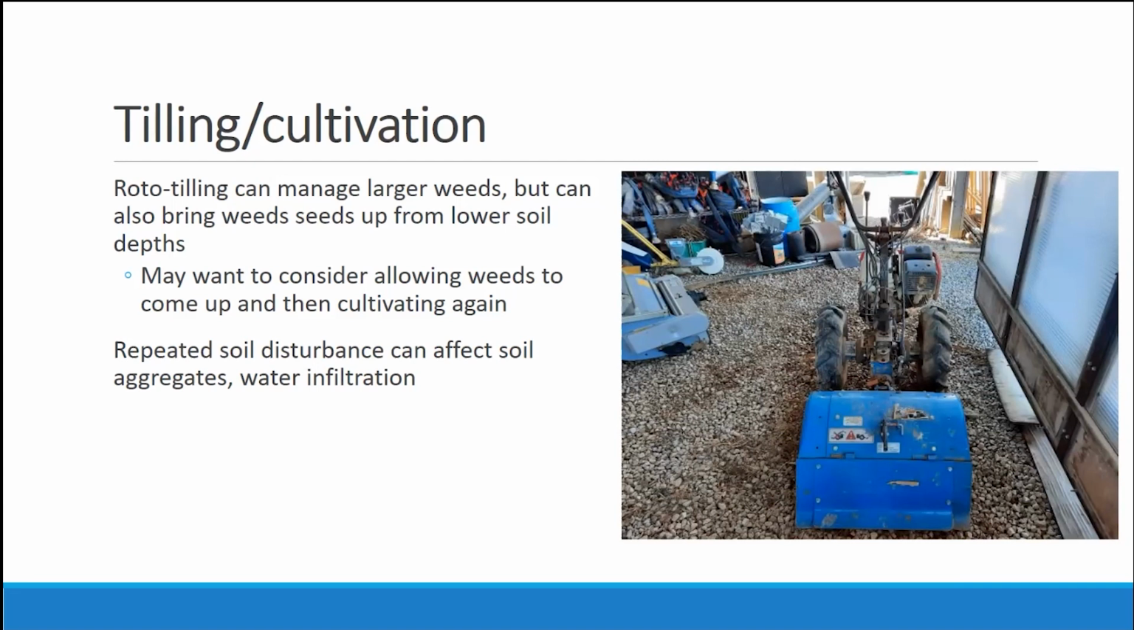Repeated soil disturbance can affect soil aggregates and water infiltration, right? The physical health of the soil. So, I'd say use this sparingly. This may be a once a year kind of thing for a lot of high tunnel growers.